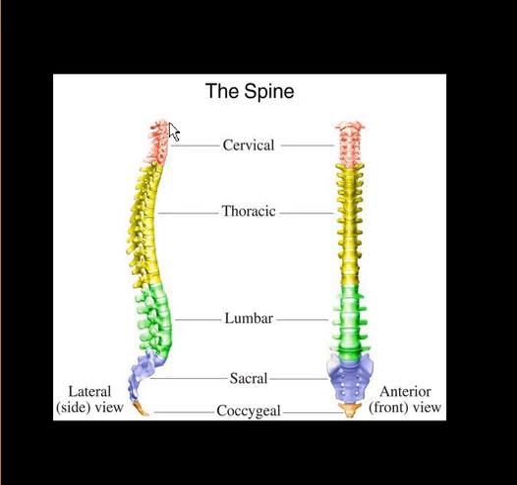Basically, there are two types of curvatures of the spine. There are primary curvatures, which are the thoracic and the sacrococcygeal curvature. And then there are secondary curvatures, the curvatures of the cervical and lumbar region. Now, the primary curvatures, as you can probably guess, are there before we're born. These are pretty much fixed.